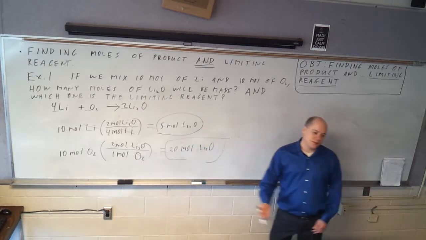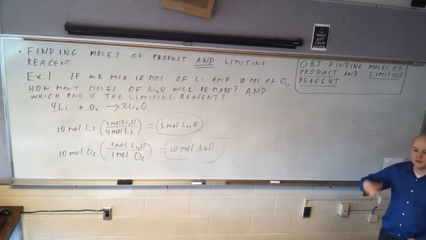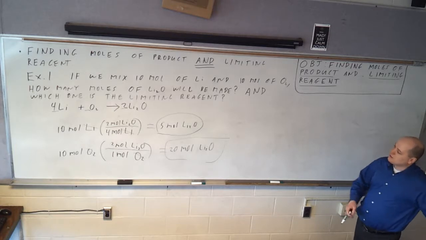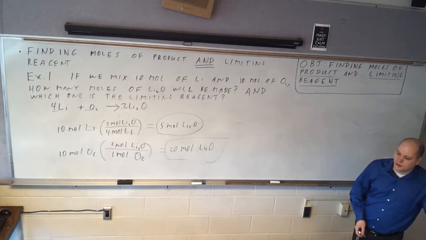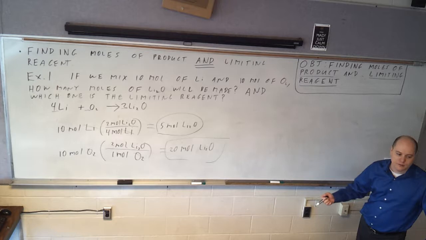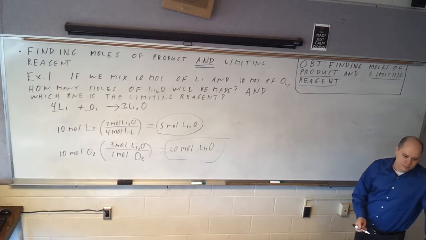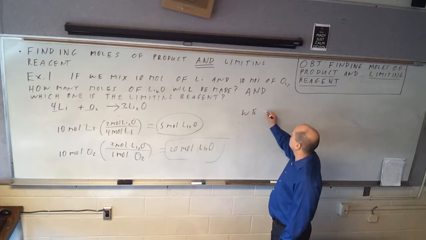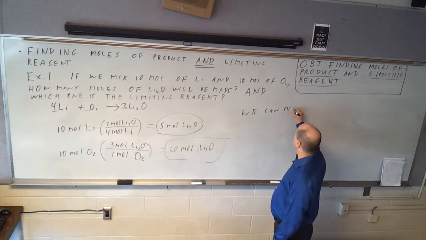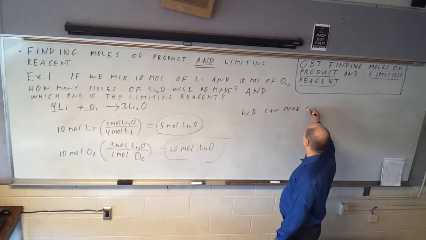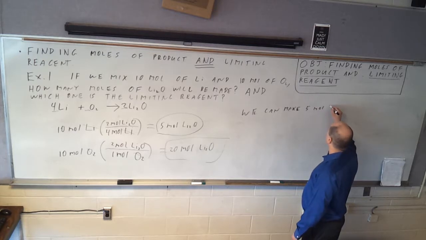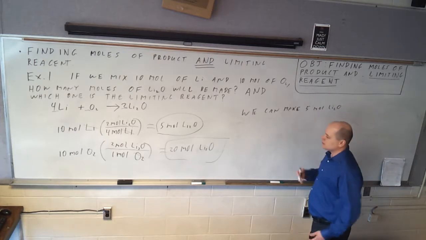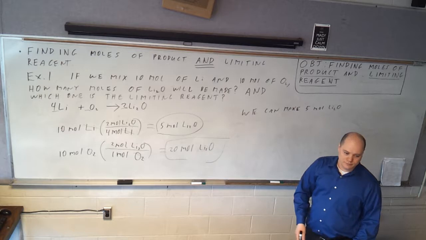Okay, so what this tells us, we have enough lithium to make 5 moles of lithium oxide. We have enough oxygen to make 20 moles of lithium oxide. We need both, right? They're both the ingredients. So how much can we make? 5, right? We can make 5 moles Li2O. Why can't we make more than 5?